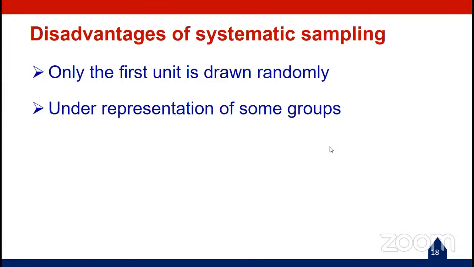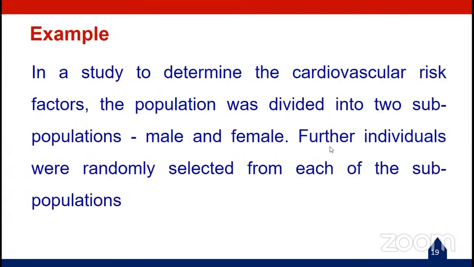So let's move on to the next sampling method. Again, I'll start with an example. A researcher is planning a study to determine the cardiovascular risk factors. The objective of the study was to determine the risk factors for cardiovascular diseases. What the researchers did is they divided the population into two subpopulations, male and female.